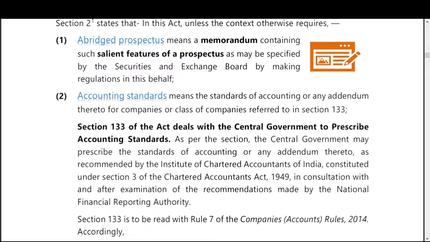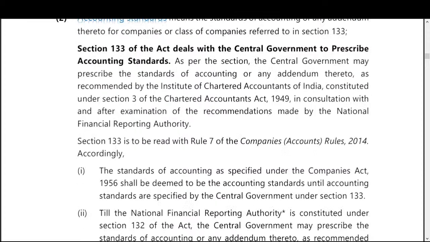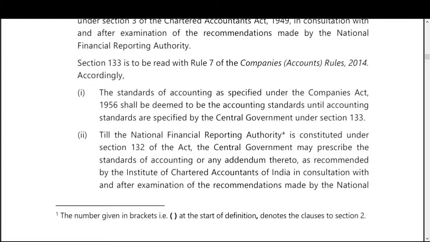Constituted under Section 3 of the Chartered Accountants Act 1949, in consultation with and after examination of the recommendations by the National Financial Reporting Authority, Section 133 to be read with Rule 7 of the Companies (Accounts) Rules 2014 accordingly. The standards of accounting as specified under the Companies Act 1956 shall be deemed to be accounting standards until accounting standards are specified by the central government under Section 133.